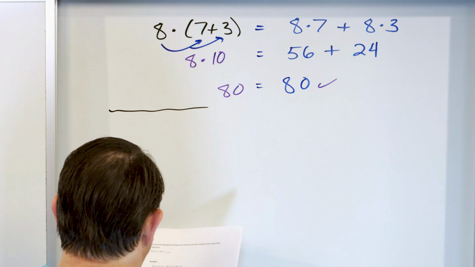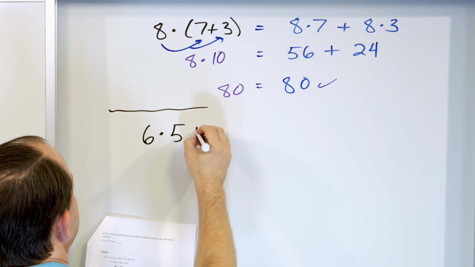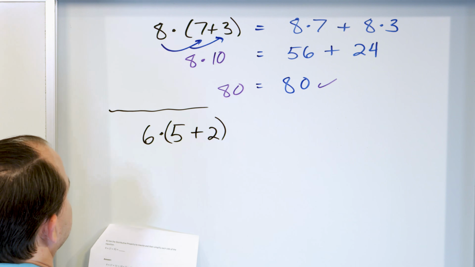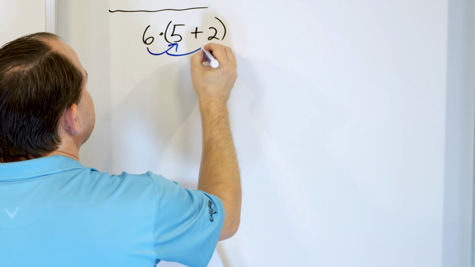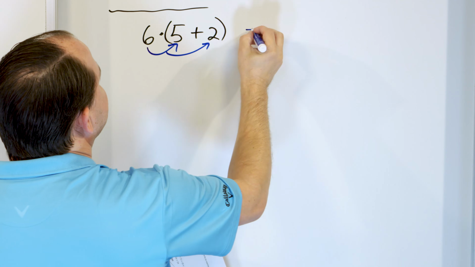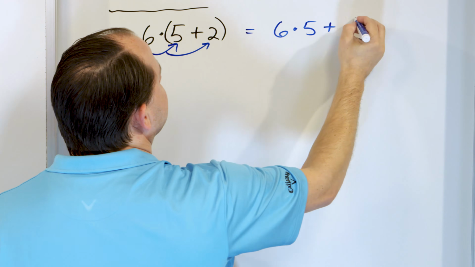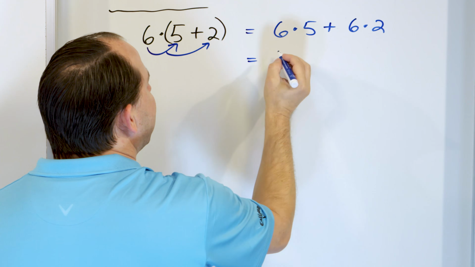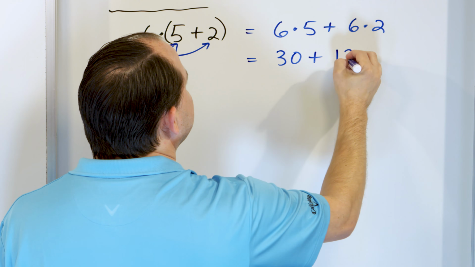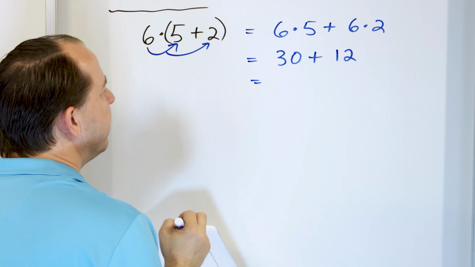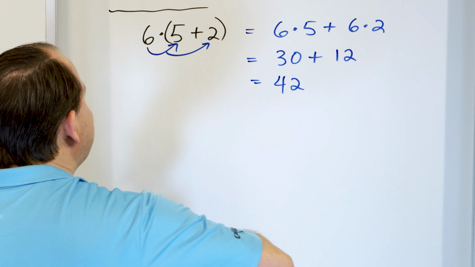All right, next problem. Let's take a look at 6 times (5 plus 2), in parentheses, of course. What would happen? We just multiply in and distribute in like this. So we would have 6 times 5 plus 6 times 2. And if we multiplied this out, the 6 times 5 would be 30. And the 6 times 2 would be 12. And what would I get? 30 plus 12 would be 42. All right, 42. And then I would check that against the left.